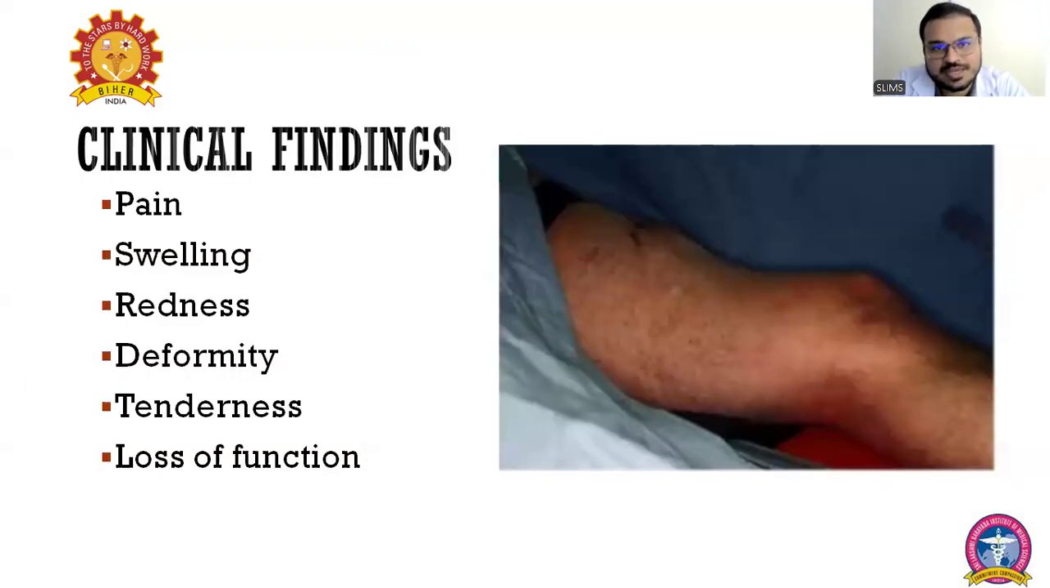As we have seen in most common fractures, the shaft of femur is also a common fracture and the clinical findings are common for all the fractures mostly. Patient comes with the symptoms of most commonly pain, swelling, redness and deformity, and when we examine the patient, we will have tenderness over the shaft of the femur. The shaft is palpated mostly on the lateral side.